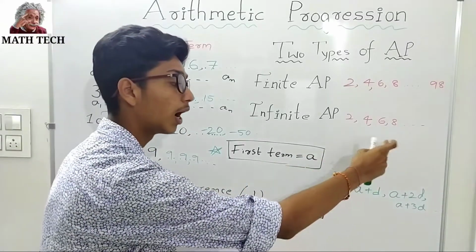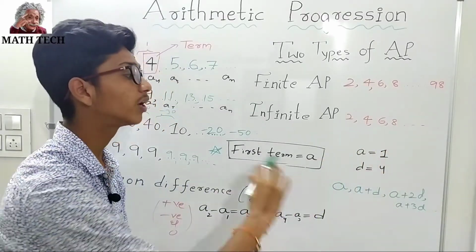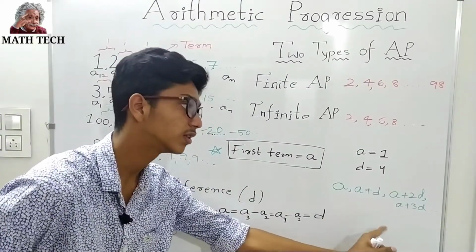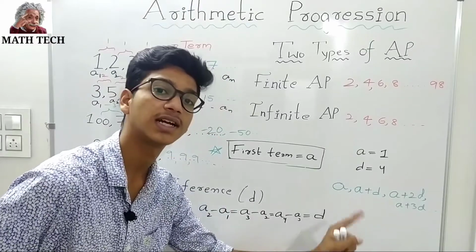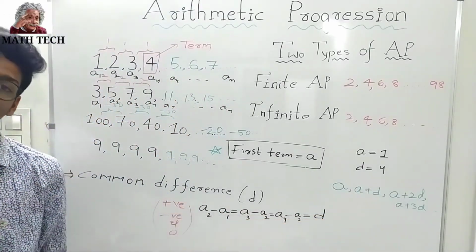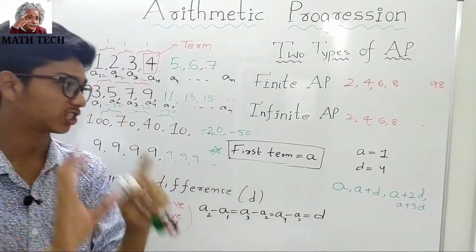If the first term is given and the common difference is given, we can find the arithmetic progression. First of all, the first term is a, the second term is a plus d, the third term is a plus 2d, a plus 3d, and it goes on. So this is known as the general form of the arithmetic progression.